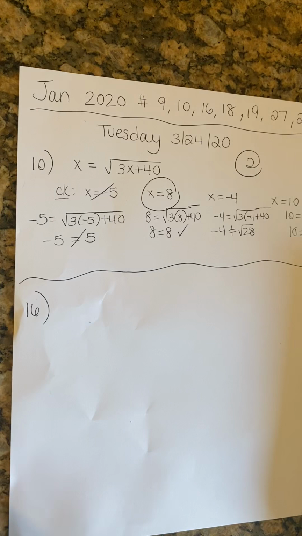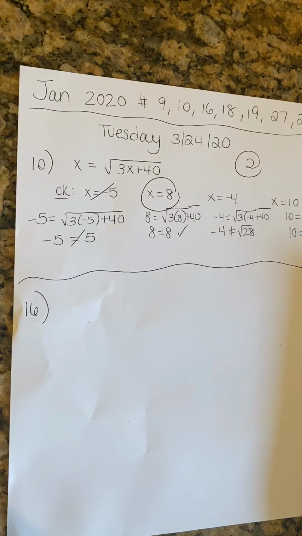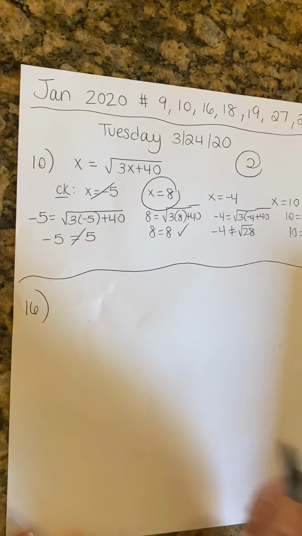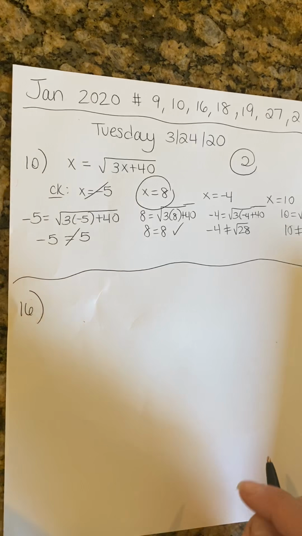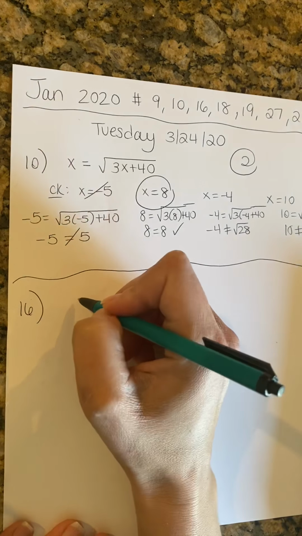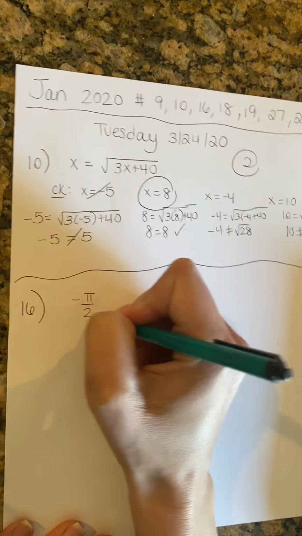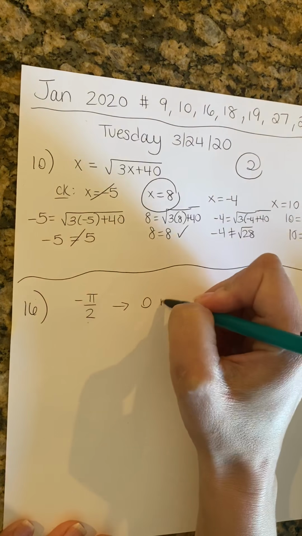So for the next one, we're gonna skip to question 16 because the rest of them we have not gotten to that material yet. So for 16 it says, as theta increases from negative pi over 2 to 0 radians, the value of cos theta will be what? Okay, well first off, we need to realize that we're going from negative pi over 2 to 0 radians.